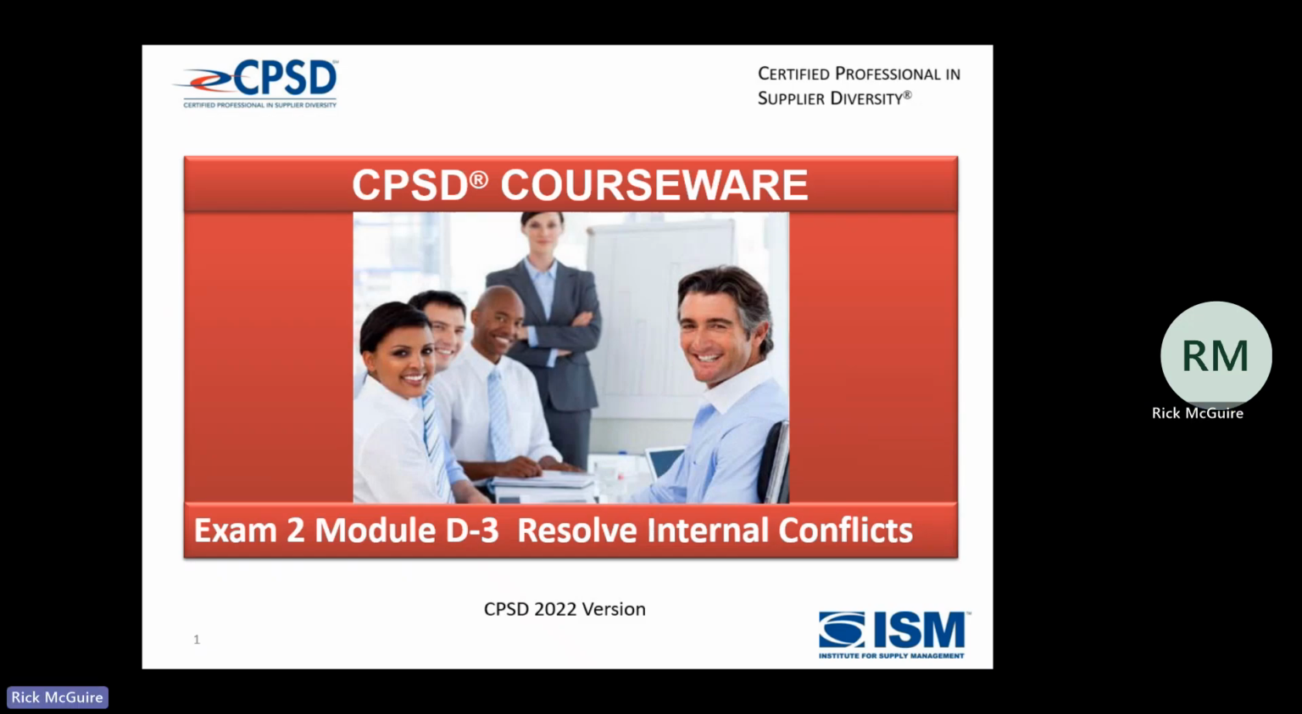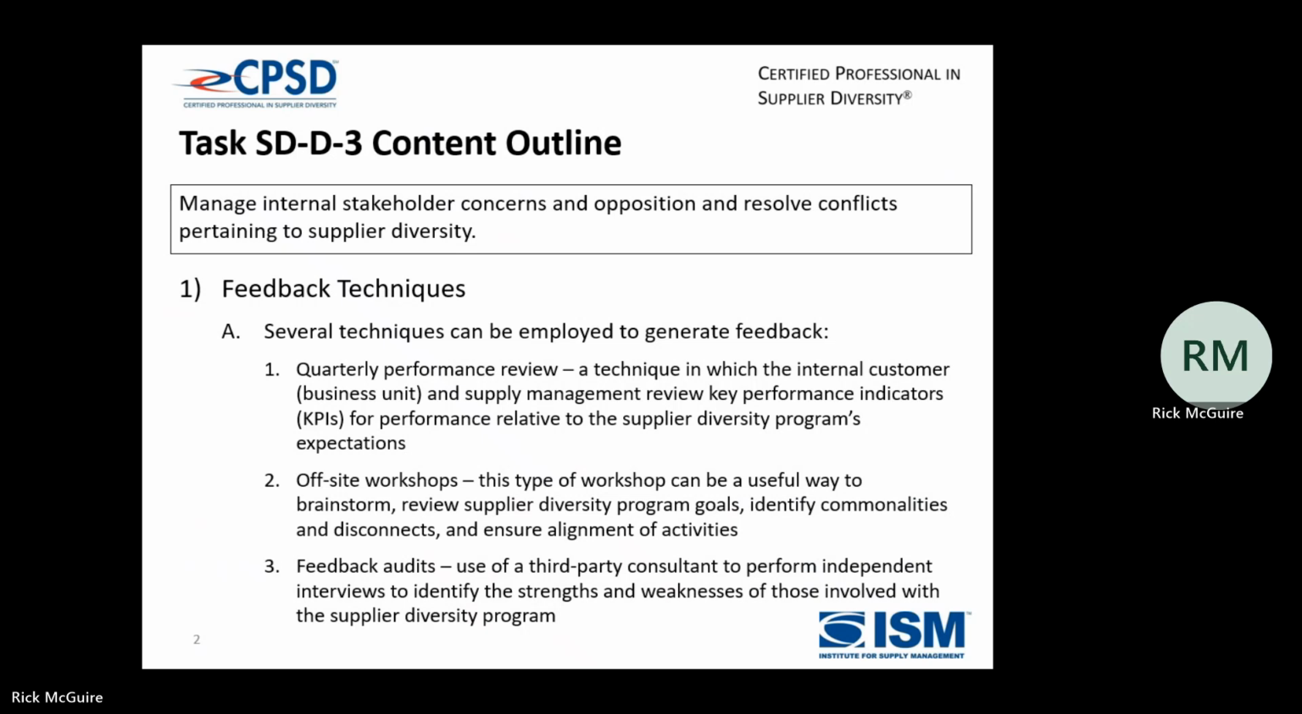CPSD, exam 2, D3, resolve internal conflicts. So manage internal stakeholder concerns and opposition and resolve conflicts pertaining to supplier diversity. Several techniques can be employed to generate feedback. Quarterly performance review, a technique in which the internal customer, business unit, and supply management review key performance indicators, as opposed to the SBR or supplier business review. This is the QPR, quarterly, that's internal.